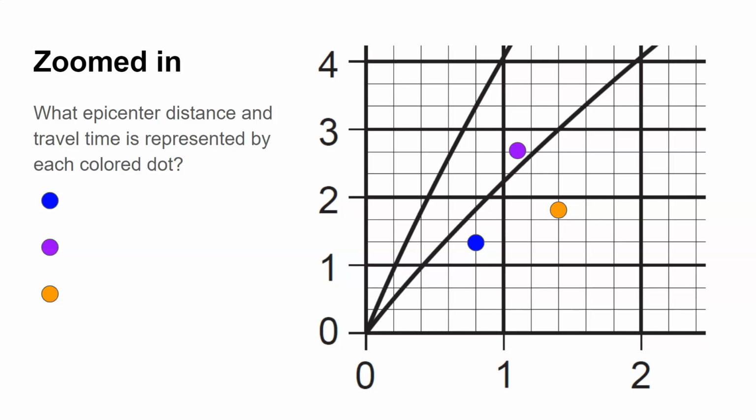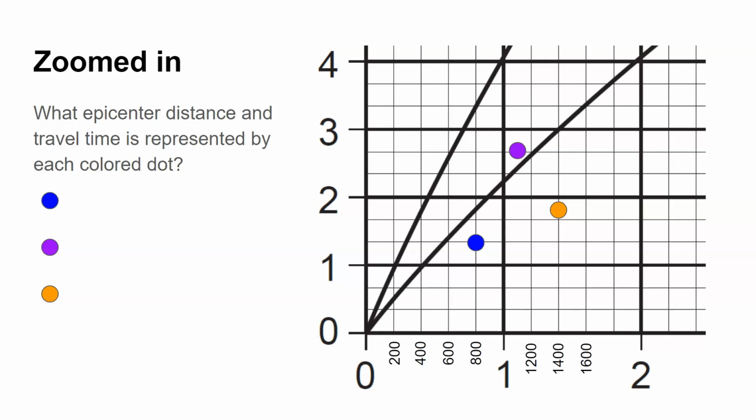But first, we're going to just remember our intervals. So each vertical line is 200 kilometers. So what does that look like? This is going to be 200 kilometers, 400, 600, 800, 1,000, 1,200, 1,400, 1,600. So what does that look like in practice? Well, we can go ahead and label these.